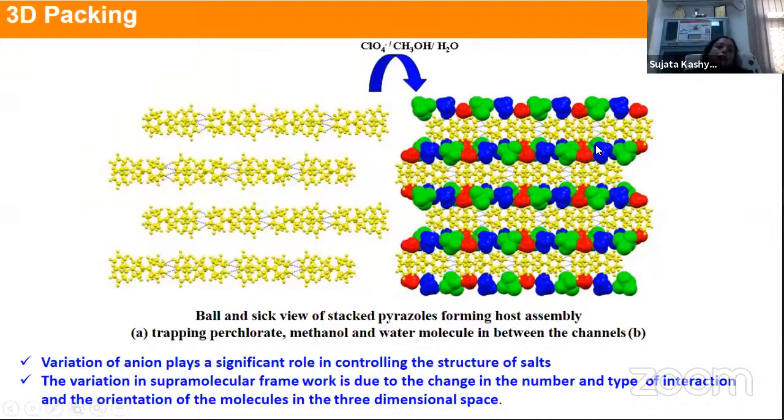So we can conclude that variation of the anion, or variation of anything present in the vicinity, plays a significant role in controlling the structure. And why this control? Because it ultimately controls the number and the type of interactions and the orientation of the molecule in 3D space.